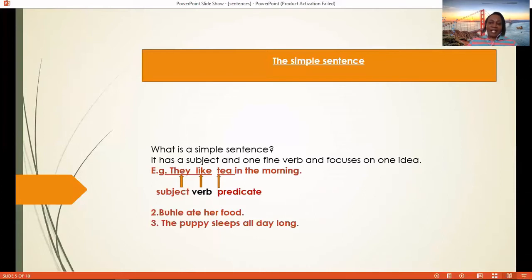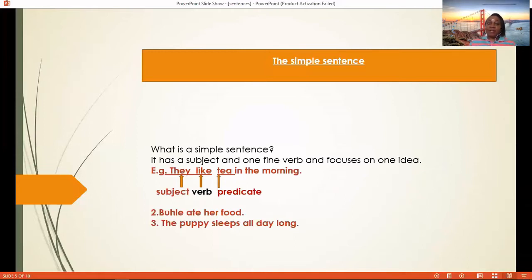I think we can already see our subject, Buhle, then our finite verb, ate, and then the rest being our predicate, she ate her food. Right, one simple idea. She ate her food, that's all. Then our next example, the puppy sleeps all day long. Subject, the puppy. Sleeps, our verb, and the rest being our predicate. One idea communicated in a simple sentence.